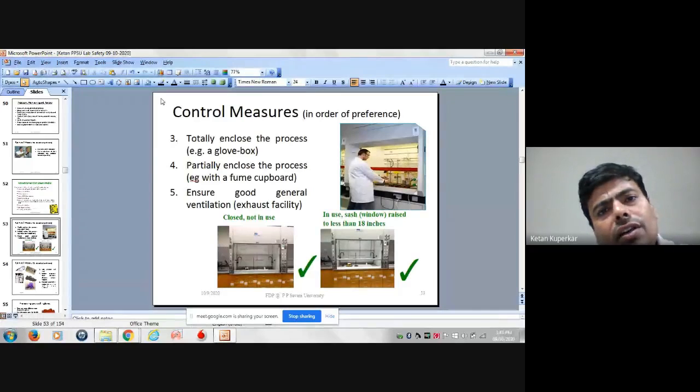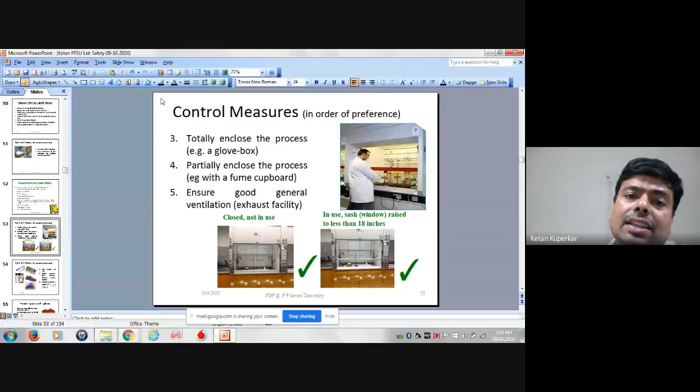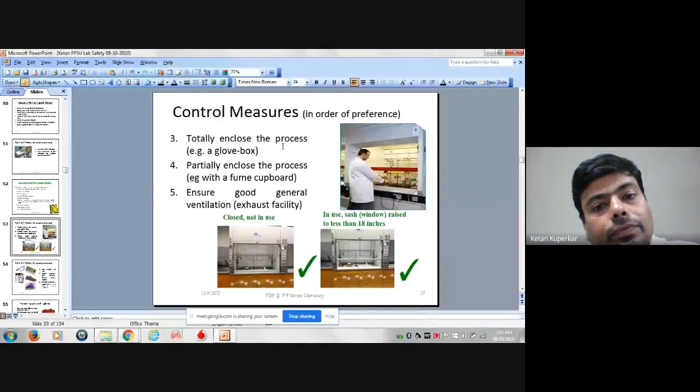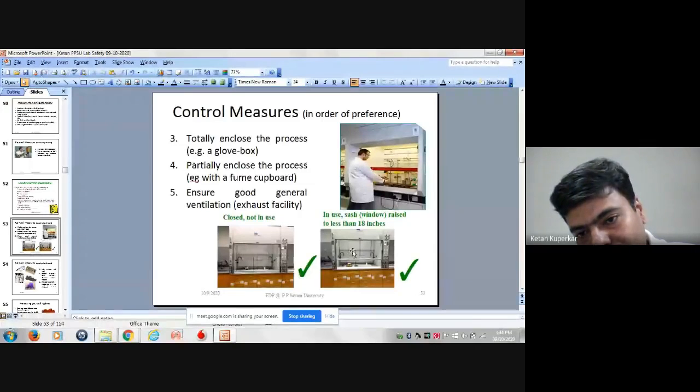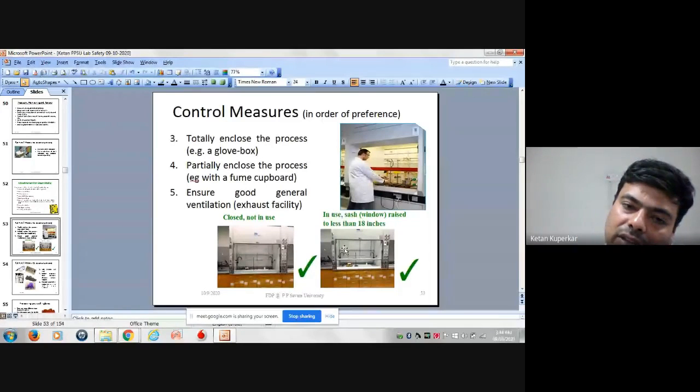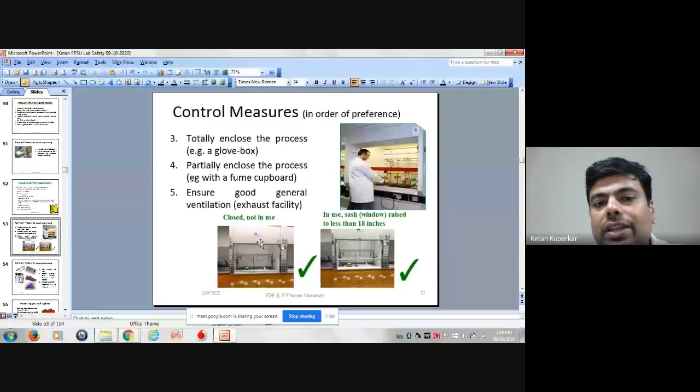In the same way, in order of preference, there is another safer way to work in the laboratory, that is using either the glove box or the chemical hood. If you can see here, the nicest picture I was able to collect from the internet, when you are not using the fume hood, it is closed. It has to be closed, and while using it, it doesn't have to be kept open throughout.